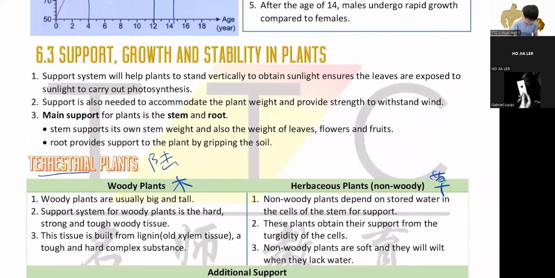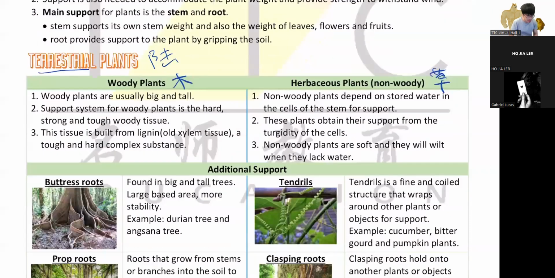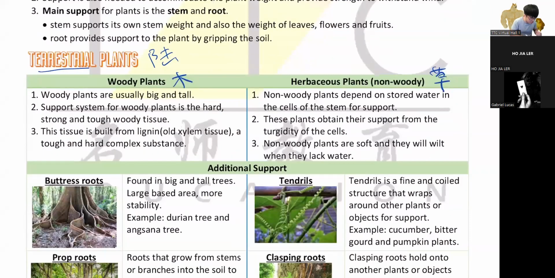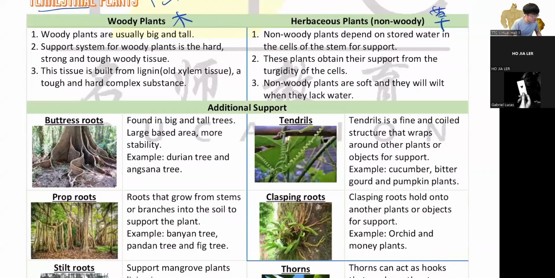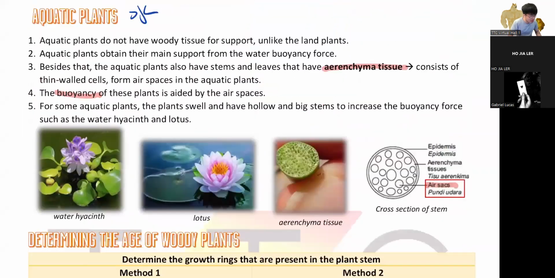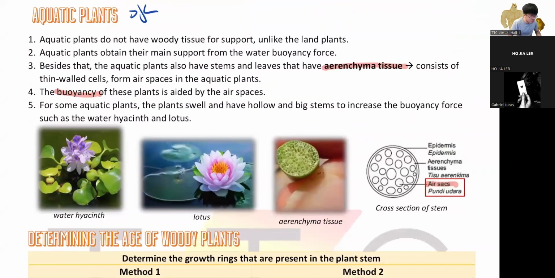You have terrestrial plants, plants living on land, and then you have woody and herbaceous plants. You learn this in Form 2, and of course aquatic plants are the plants living in water. They do something called floating. They have buoyancy force, and they use something called aerenchyma tissue. That means they have air space in between their stems so that they can float. So easy stuff there, nothing really much to say.